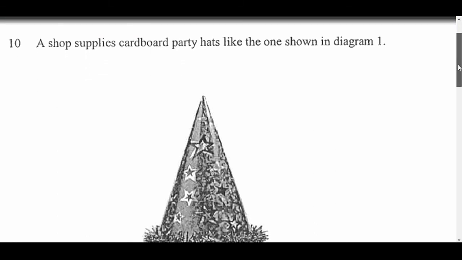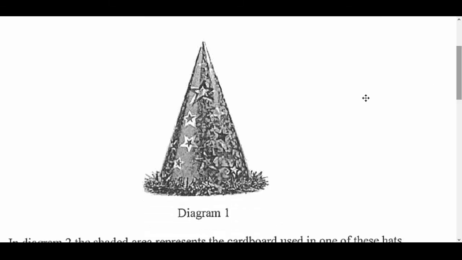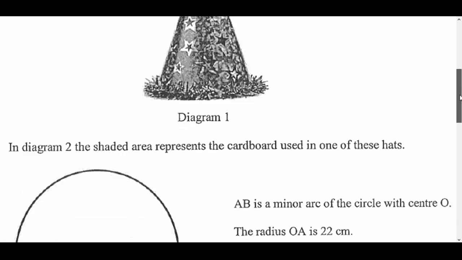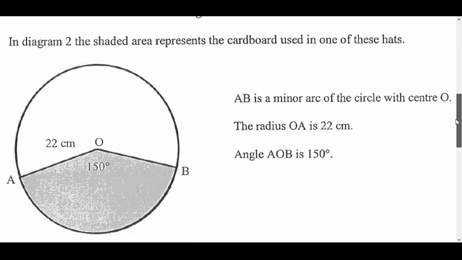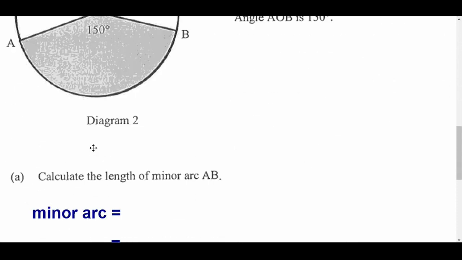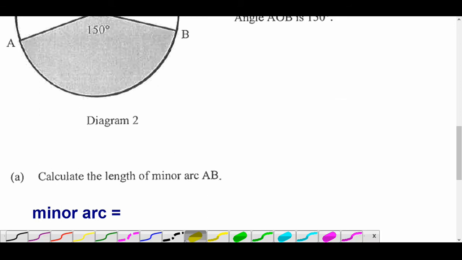So Question 10, a shop supplies cardboard party hats like the one shown in Diagram 1, that's that there. In Diagram 2, the shaded area represents the cardboard used, so this bit here. Now if you cut that out and you fold it round and make it a cone shape, it will make the hat. AB is a minor arc of the circle, radius is 22 and the angle's 150. Calculate the length of the minor arc.